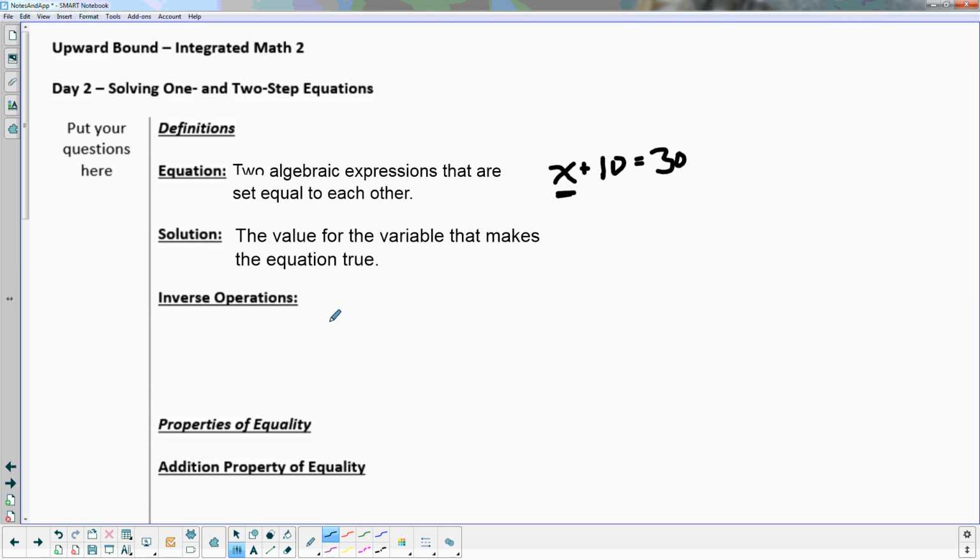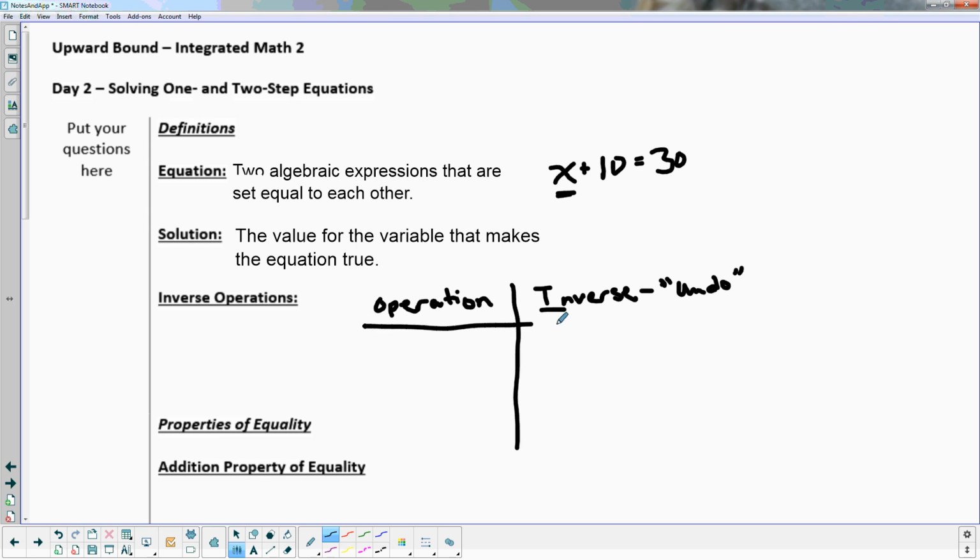For inverse operations, we think of two operations that are pairwise inverse. If I think about an operation and its inverse operation, or how to undo that operation, we have some that are pairwise inverse operations. We have addition. The way I inverse that or undo that is to subtract it. Subtraction with addition. Multiplication with division.